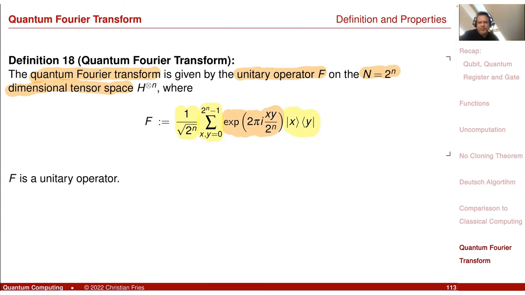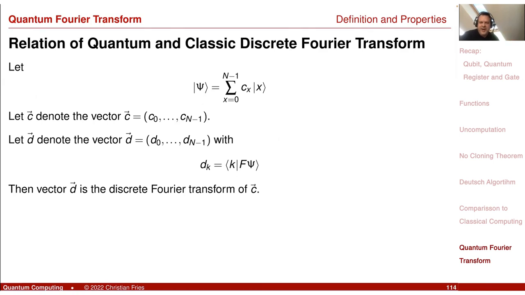Okay, maybe we have to prove this. Maybe you would have now the task to prove this. I just state a few results. So first, what's the link to the classical Fourier transform? Well, that's maybe quite obvious. If you have now an arbitrary state in your quantum register, so we have a quantum register psi that has coefficients c_x. So the c_x are the coefficients that form the superposition of this state psi.